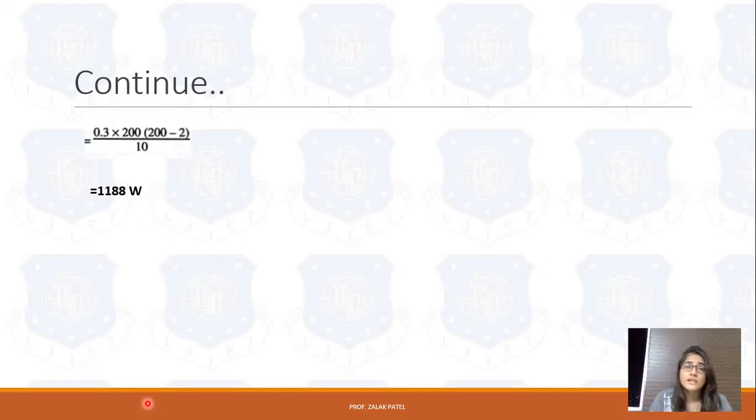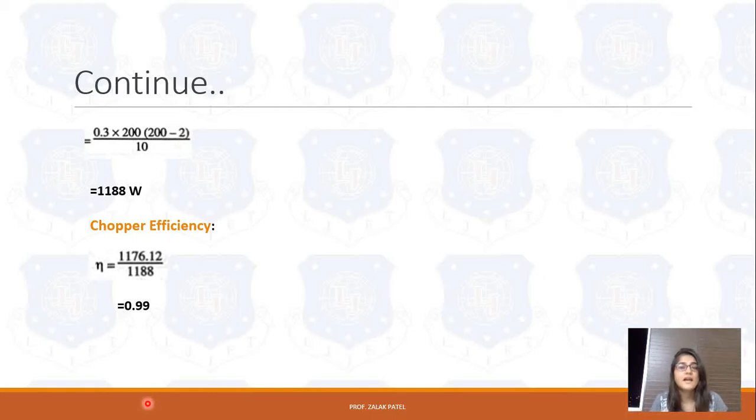Already we have calculated the output power. So now let's put these two values into the chopper efficiency equation. Chopper efficiency is output power upon input power, so it will be 1176.12 upon 1188, which becomes 0.99. If we want it in percentage, 0.99 into 100 means the efficiency is 99% for this particular step down chopper.